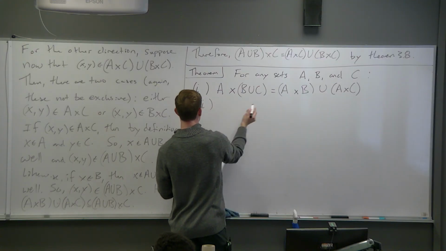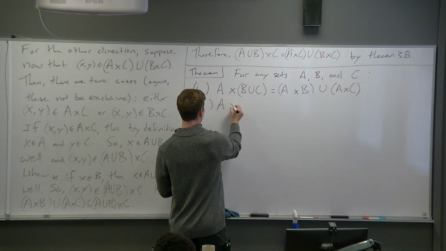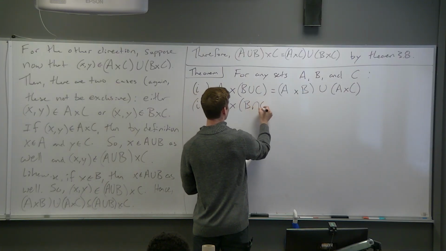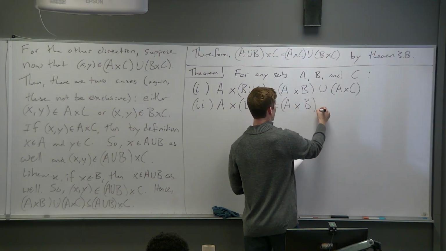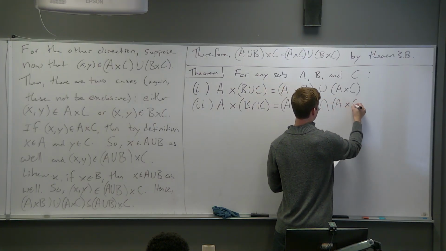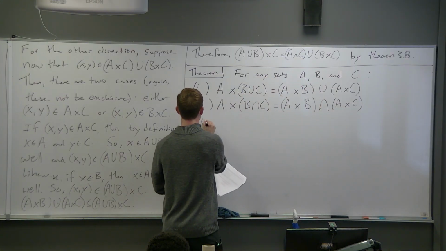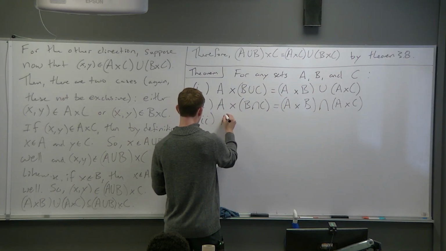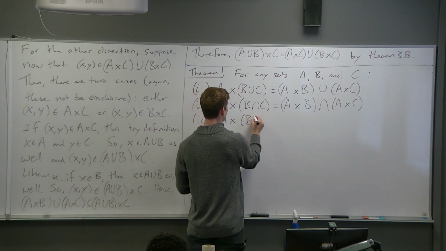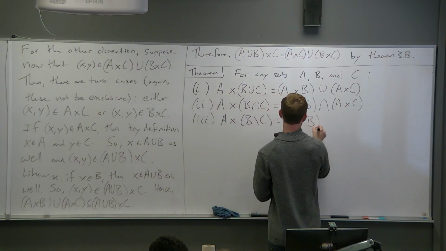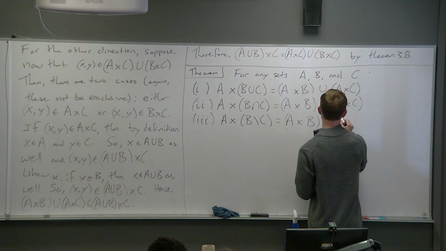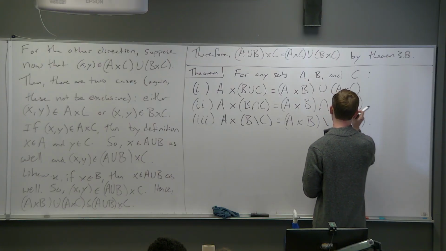So write this up and we'll talk about it. A cross B intersect C is equal to A cross B intersect A cross C. And then finally, A cross B set minus C is equal to A cross B set minus A cross C.